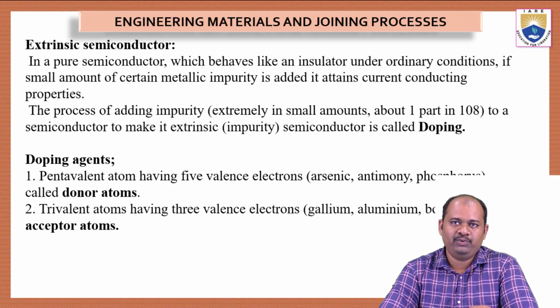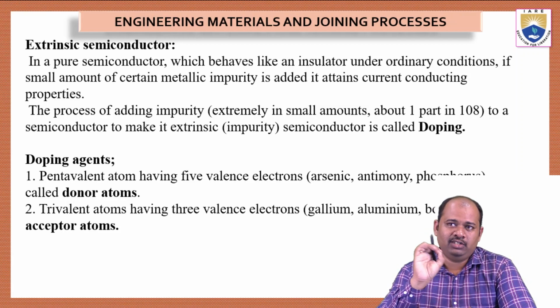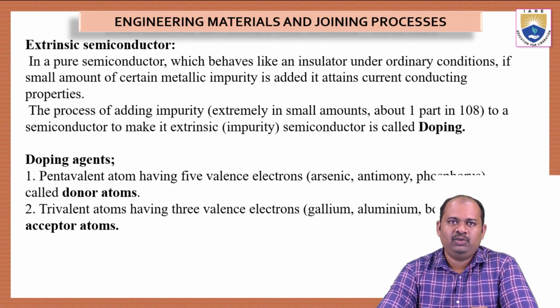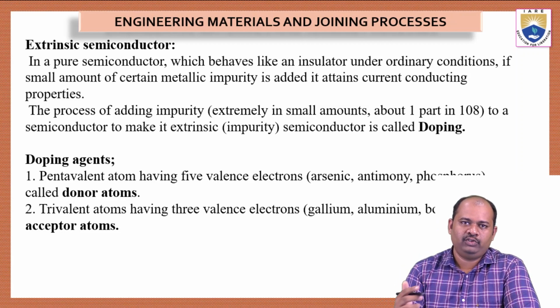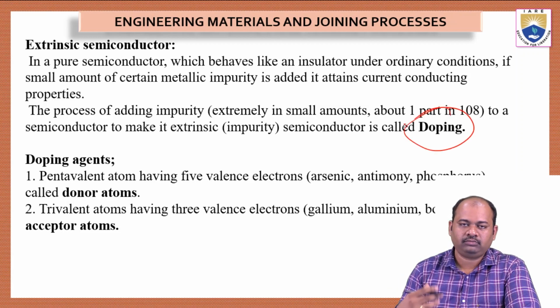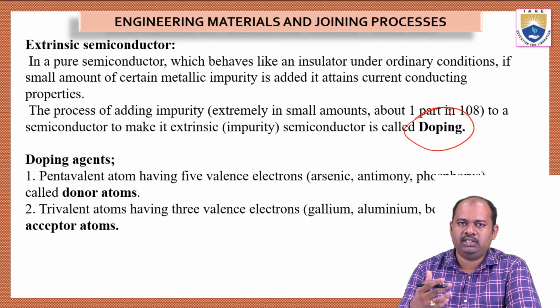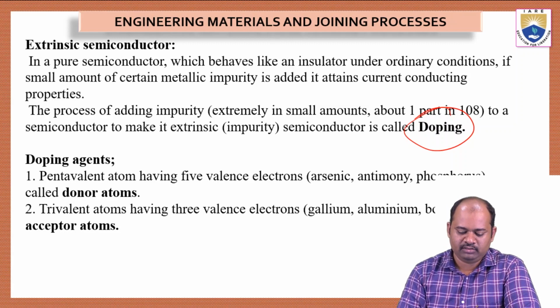The process of adding impurities is in extremely small amounts, like about 1 part in 10^8 parts, to a semiconductor to make it extrinsic, to improve the properties. This process is called doping. The process of doping is nothing but improving the properties of a semiconducting material. We are going to add some kind of impurity or other material, and this process is called doping. So we have doping agents. What is a doping agent?